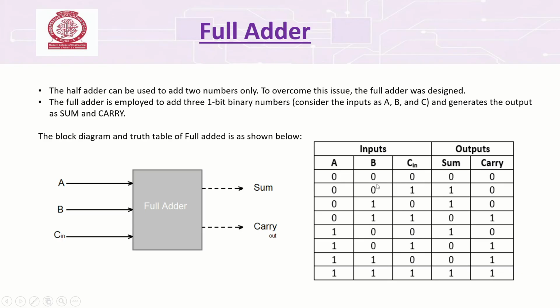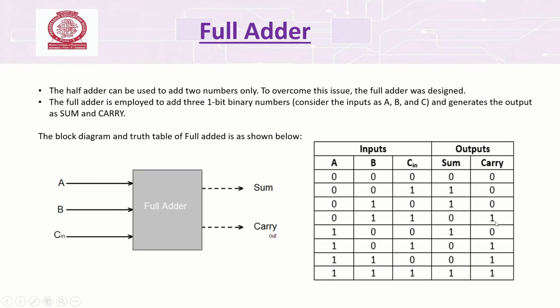So how will you do the calculation? See, we have to add these three numbers. So 0 plus 0 is 0. The output of these two will be added with the third one. So 0 plus 0 is 0, 0 plus 0 is 0. Sum 0, carry 0. 0 plus 0 is 0, 0 plus 1 is 1. So sum 1, carry 0. 0 plus 1 is 1, 1 plus 0 is 1. So sum 1, carry 0. Now here 0 plus 1 is 1, 1 plus 1 is sum 0, carry 1.